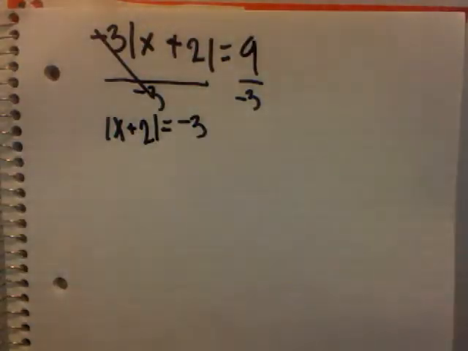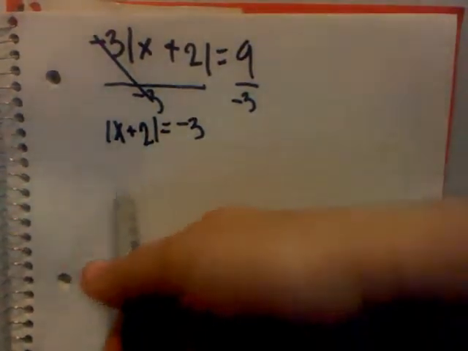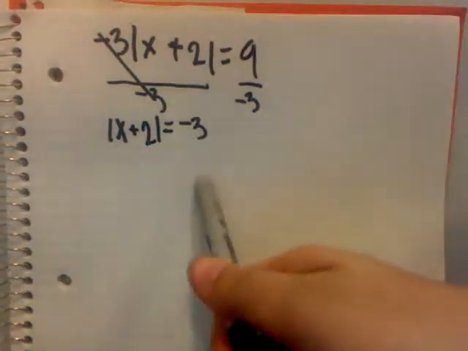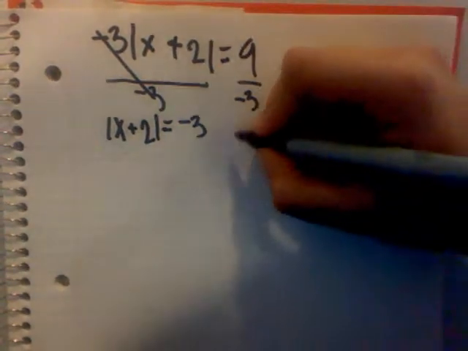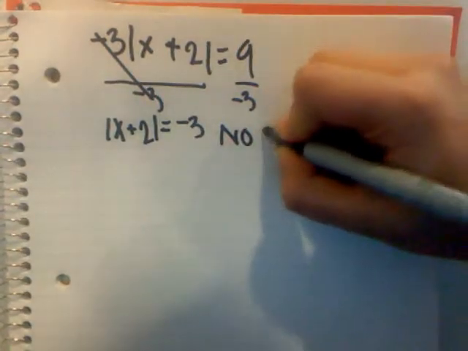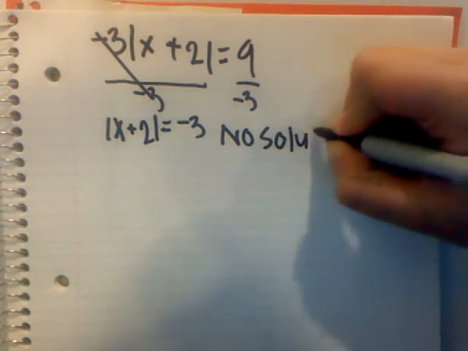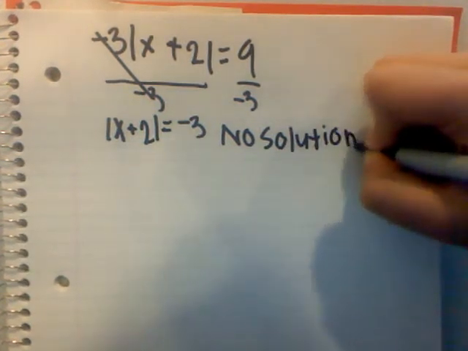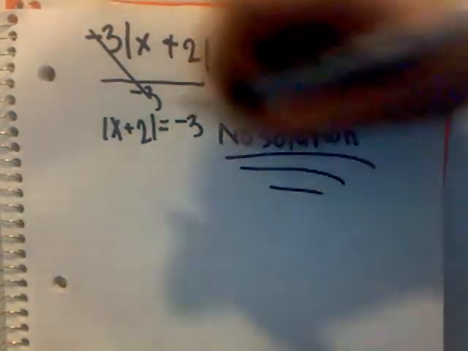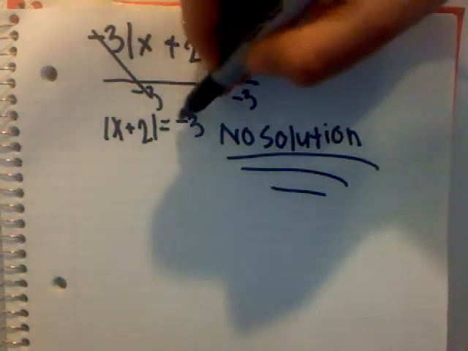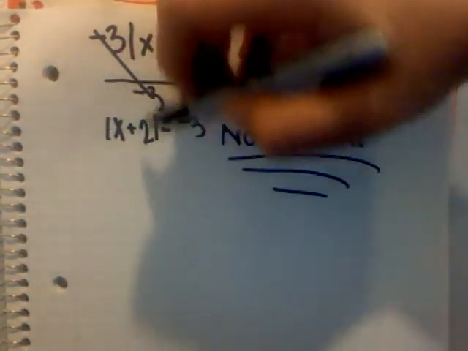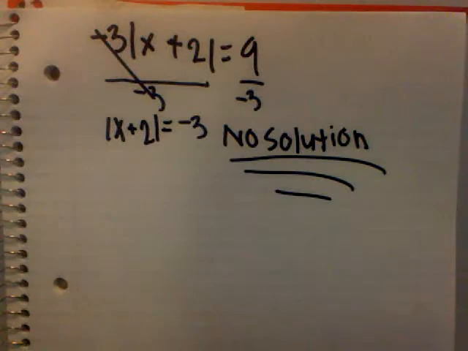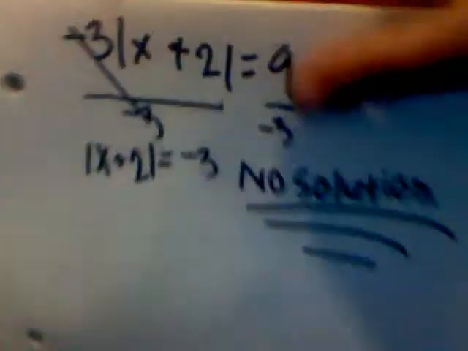-3. Now, if you're looking at this, you have to be able to tell that an absolute value, any absolute value, will never equal a negative number. Therefore, the answer is no solution. No matter what, you will never get a negative number when you have the absolute value signs. Okay, next one.